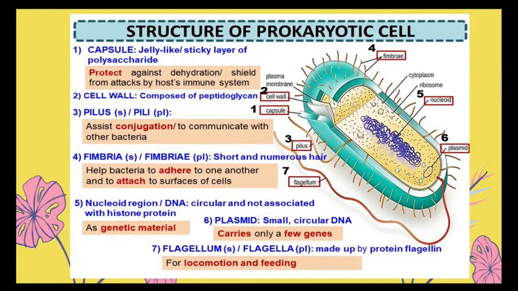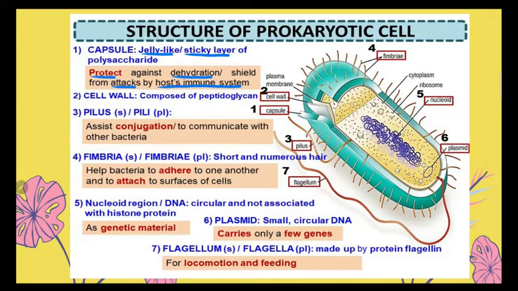So the first one is the capsule. The capsule is a jelly-like or sticky layer of polysaccharide. So actually the capsule is made up of polysaccharide, a carbohydrate. Its function is to protect the bacteria against dehydration, or to shield the bacteria from attacks by the host immune system.